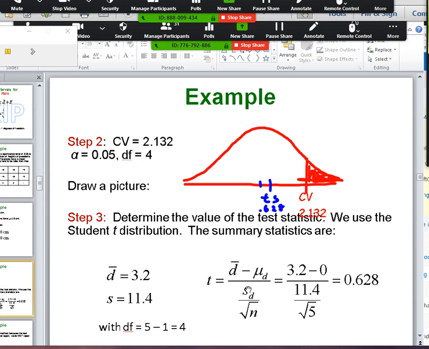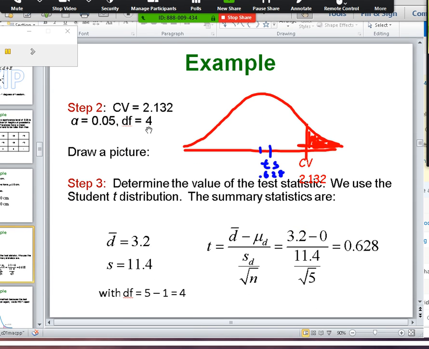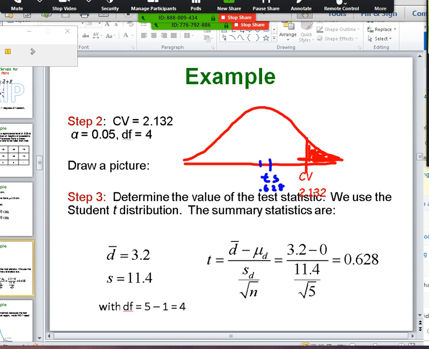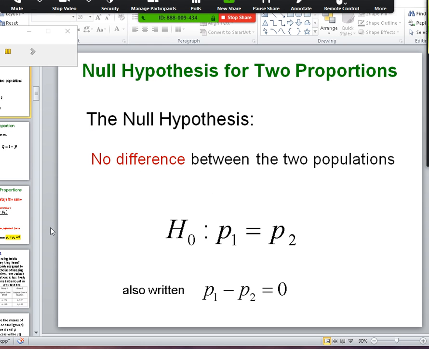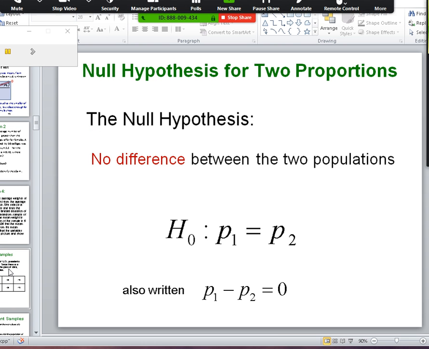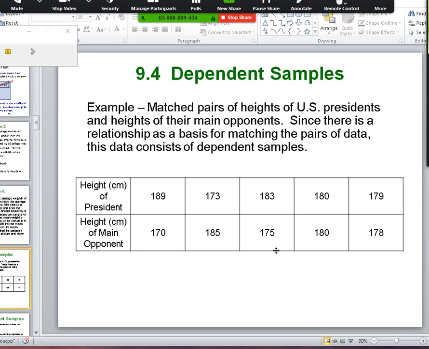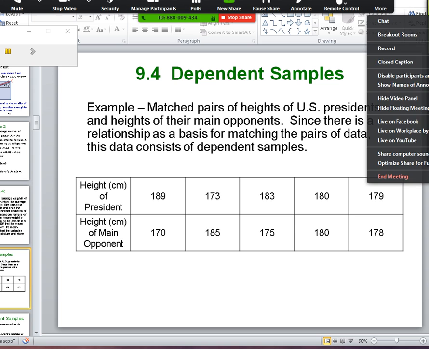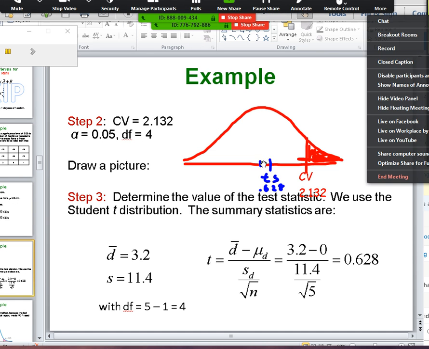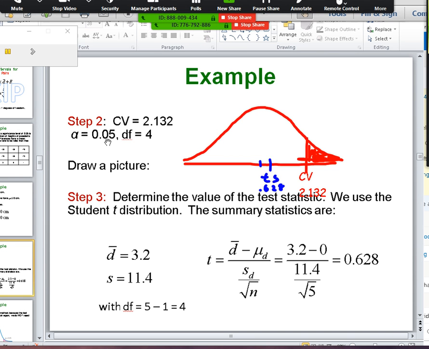Okay. Step 2. Let's see what we have. We've got 1, 2, 3, 4, 5 matched pairs. So my degrees of freedom is going to be 5 minus 1, which is 4. And my alpha was 0.05, and it's one-tailed, greater than.